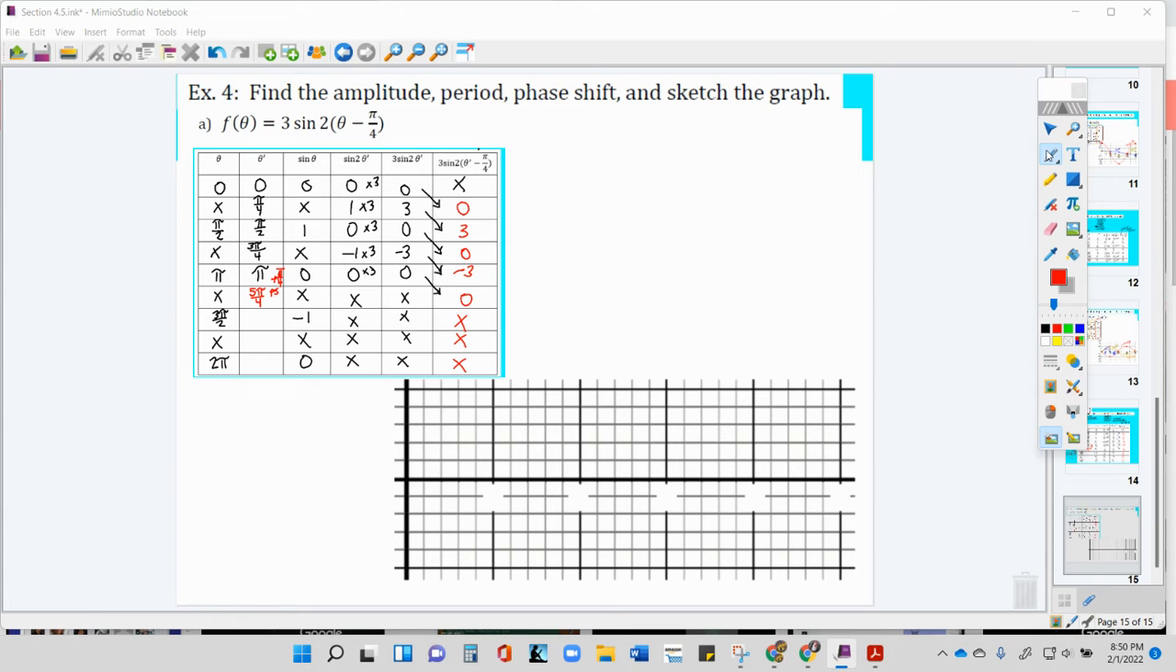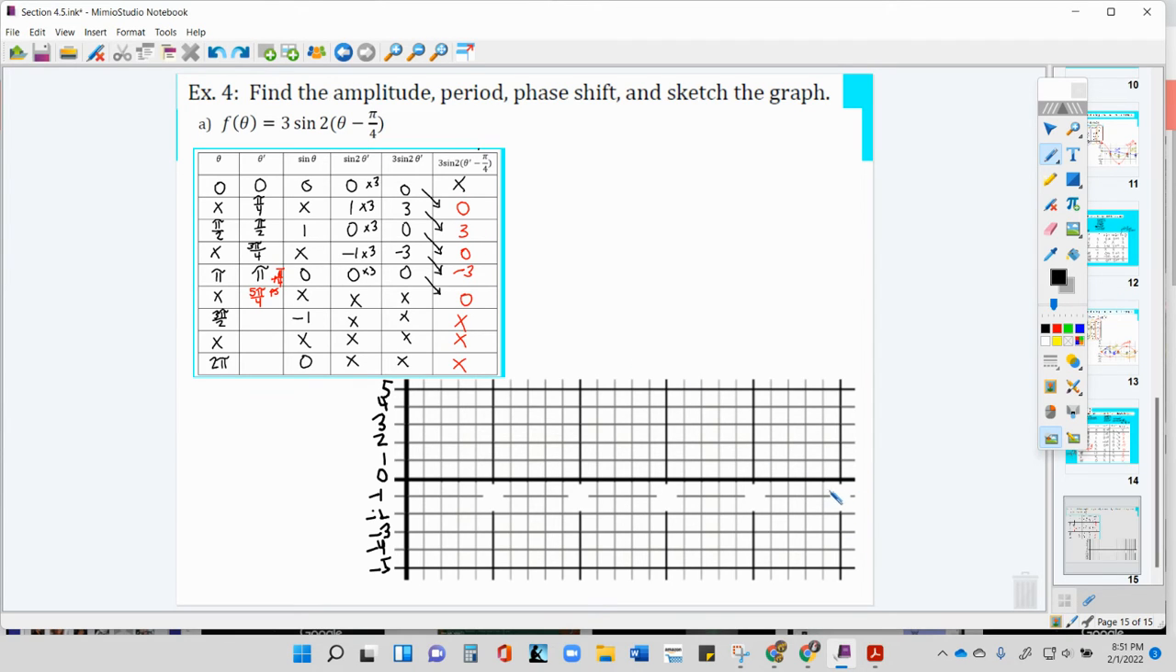So for our graph, I'm going to go 1 through 5, so I'm going to go ahead and put that in. So 0, 1, 2, 3, 4, 5, -1, -2, -3, -4, -5. And again, our graph starts from 0 and goes all the way to 5 pi over 4, because that's where it ends because of the horizontal shift to the right.